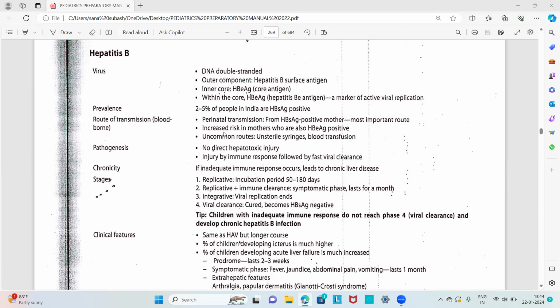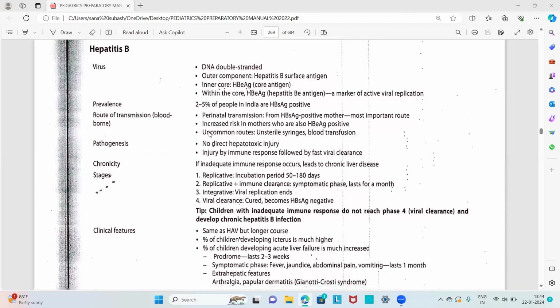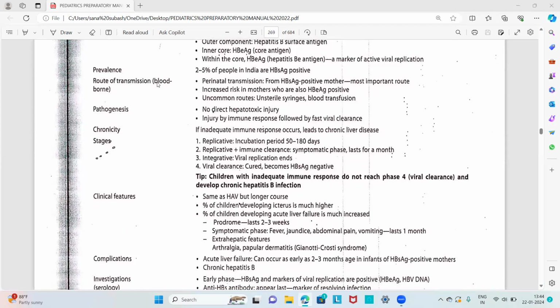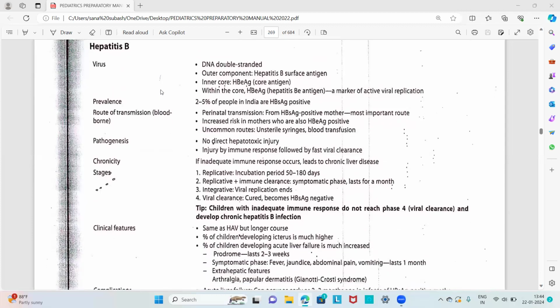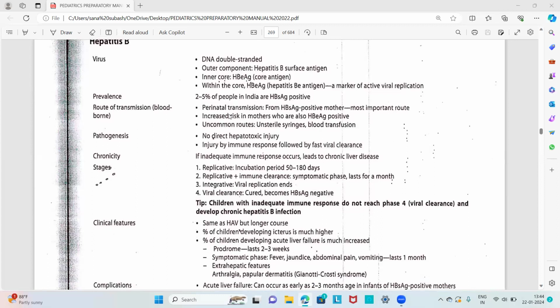And then prevalence is 2 to 5% of people in India who are HBsAg positive. That is the prevalence of hepatitis B. So then, route of transmission: hepatitis B infection is a bloodborne infection, and the route of transmission is perinatal transmission from the HBsAg positive mother to the fetus. That is the most important route of transmission.